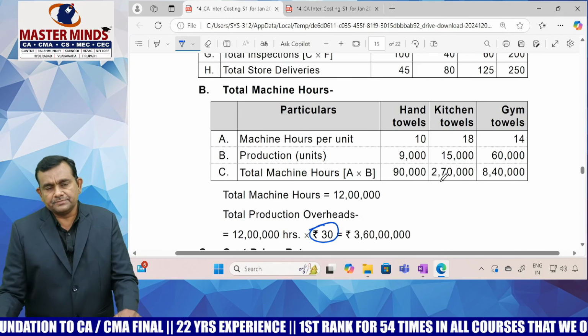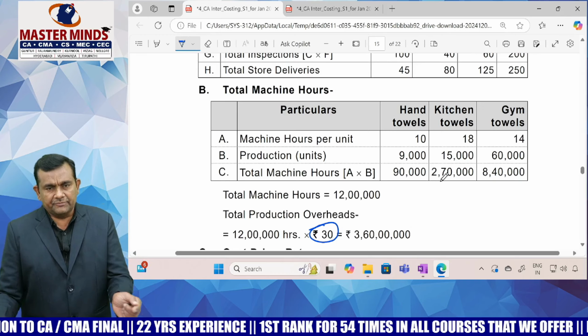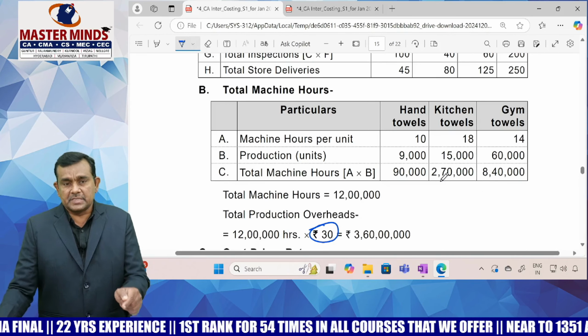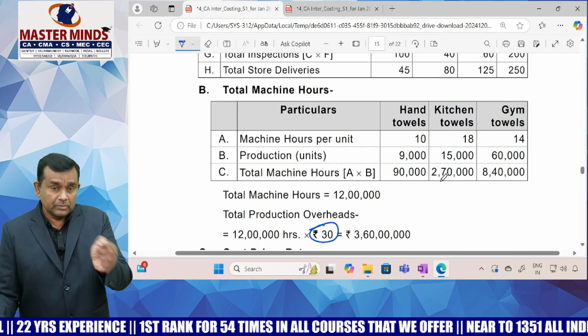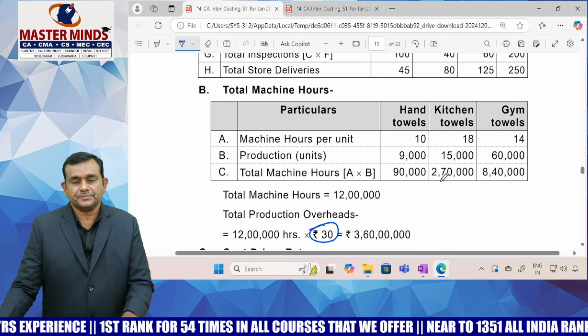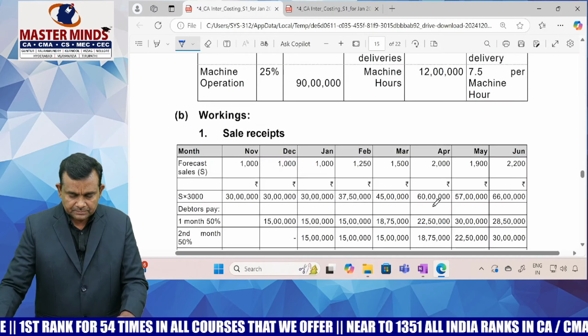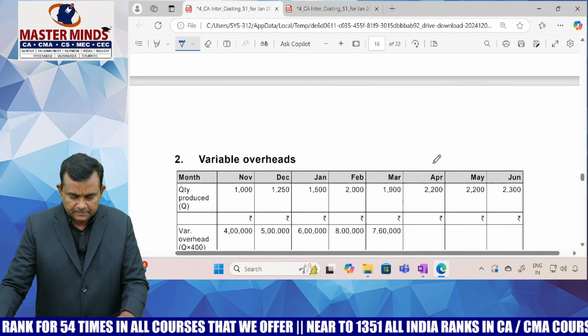Write down the assumption. We assume that total factory overheads vary with direct machine hours, so that the machine hour rate is used to charge the overheads to the products. So here the rate calculation is 30 rupees, sir.